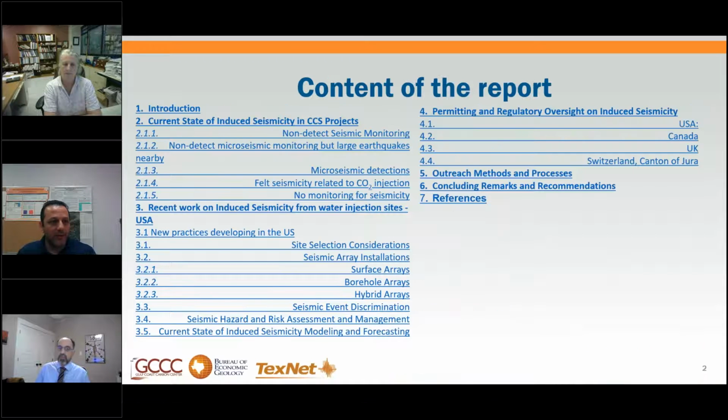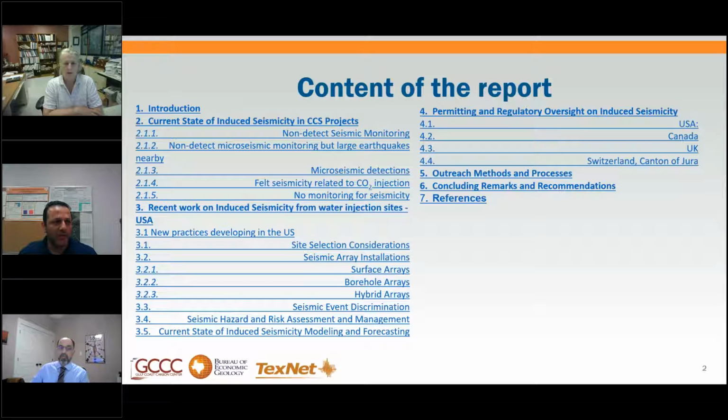Let's see if I can run it. All right. I thought it would be a good idea to put the content of the report as our first slide for everybody. So we will be covering parts of this report today based on the time that we have. But as James mentioned, the report is going to be publicly available, and for more information, you can get a copy of the report and go through more details.